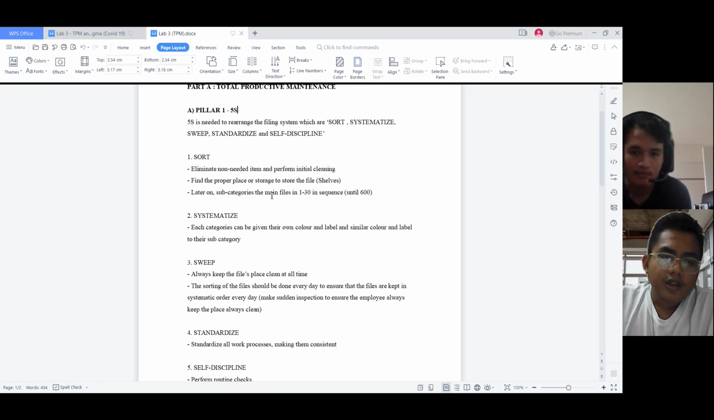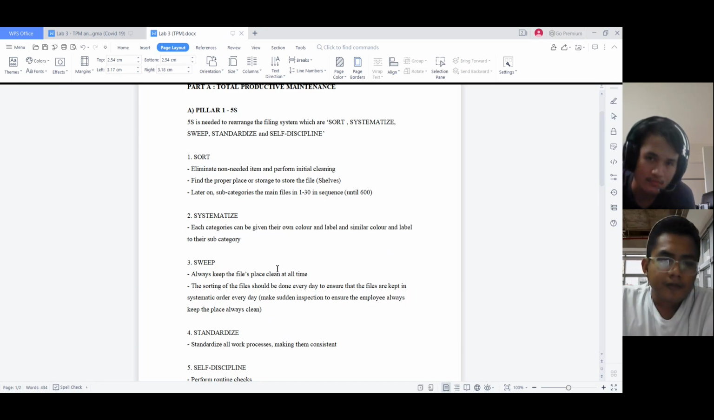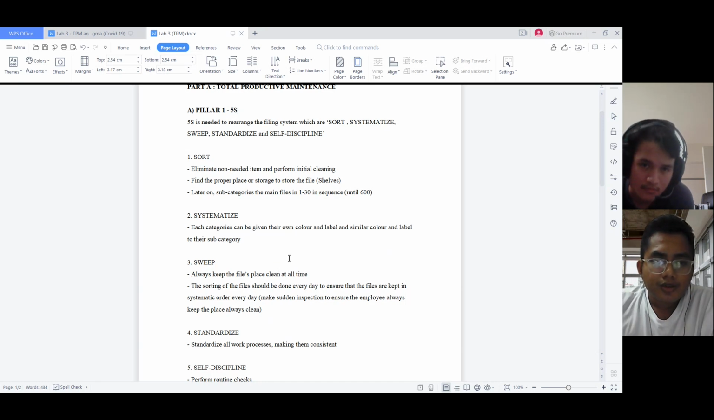So the next S is systematize. Each category can be given its own color and label. For example, from file 1 until 30 we can use red color, and 31 until 60 we can use blue, and so on. So the third S is sweep.